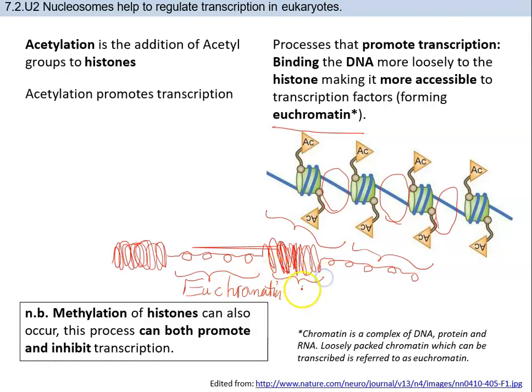However, this is heterochromatin. NB means nota bene or note well. It's a Latin word. Nota bene or note well, methylation of histones can also occur. This process can both promote and inhibit transcription.